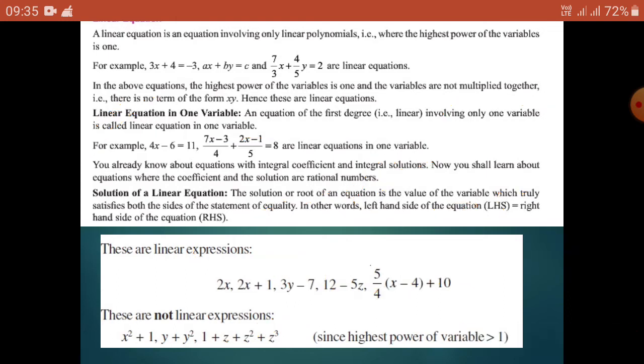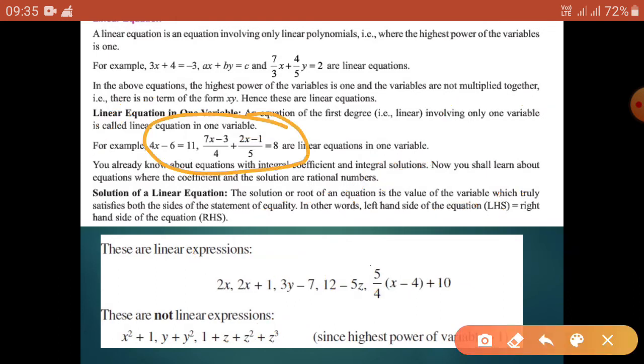So all the examples are here. Look at the examples: only one variable is present, so all these are linear equations.